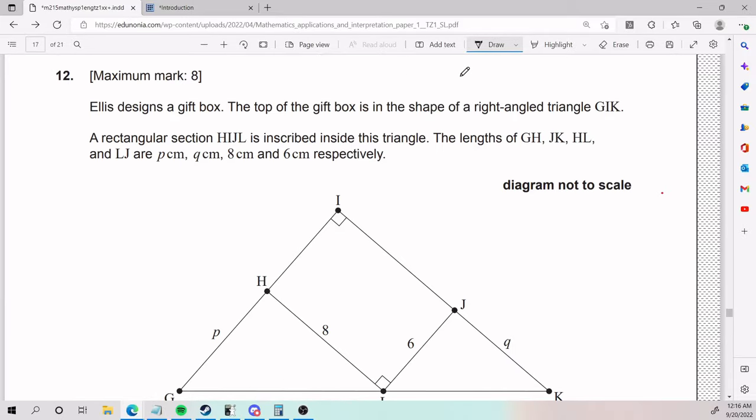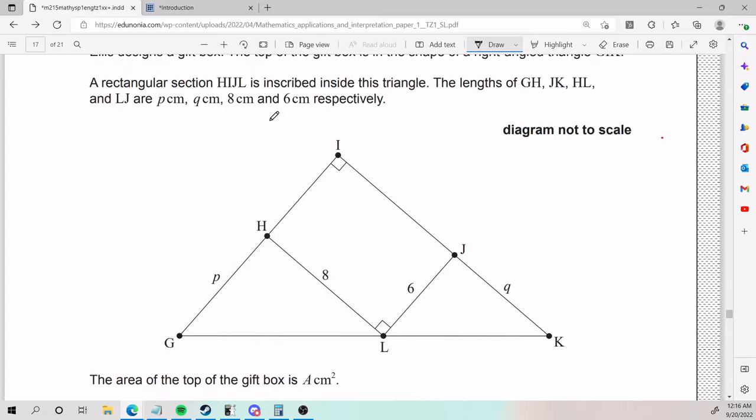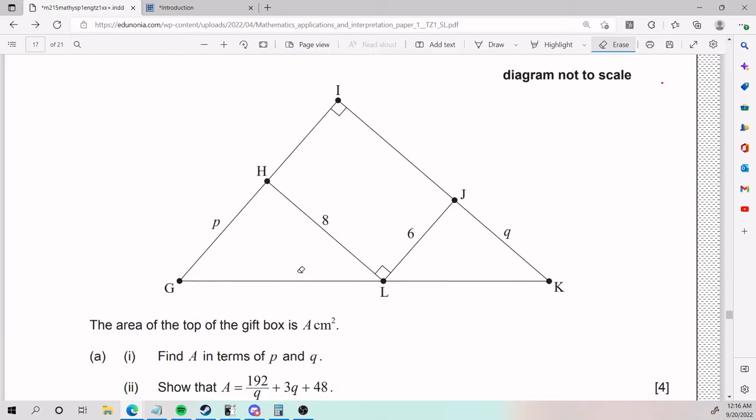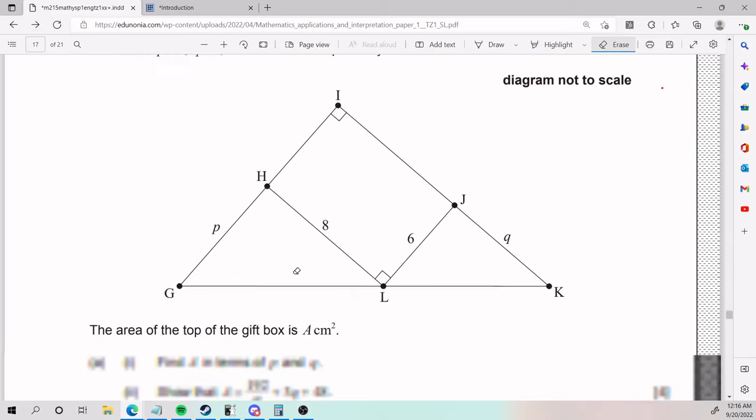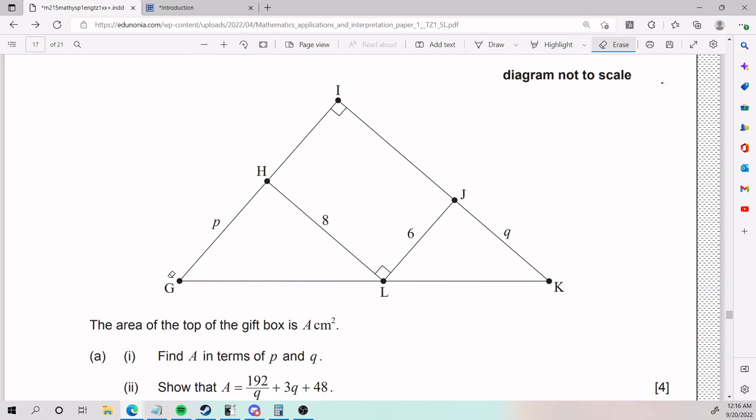We have that Ellis designs a gift box. The top of the gift box is in the shape of the right angle triangle, GIK. A rectangular section, HIJL, which is this guy here, is inscribed inside the triangle. The lengths of GH, JK, HL, and IJ are P, Q, 8, and 6 respectively. See, this is all stuff that the diagram already has. We read it, make sure that it's there anyways, because you never know. And now we begin, see? The area of the top of the gift box is A centimeter squared. So we need to find A in terms of P and Q.